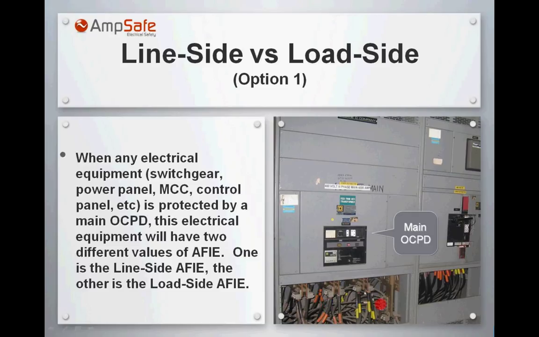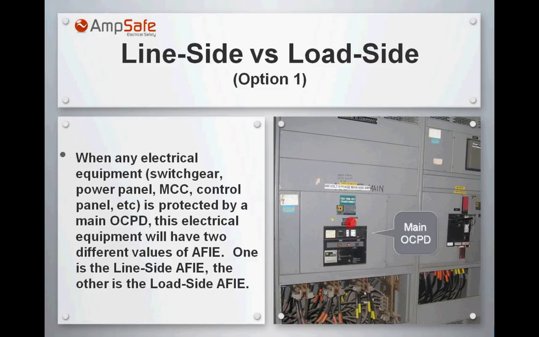And here, don't get confused. Even though normally you have line coming in on the upper side and load on the lower side, that's not the case here. The incoming lines are from below. So this is the line side and this is the load side, okay? So when working on the incoming section of the switchgear, which is where the incoming conductors and the main overcurrent protection device are, that's the incoming section.